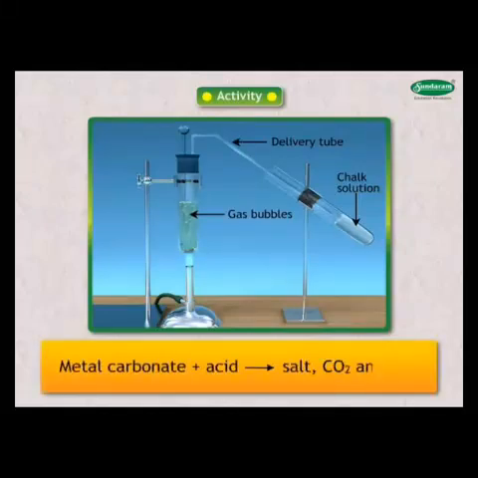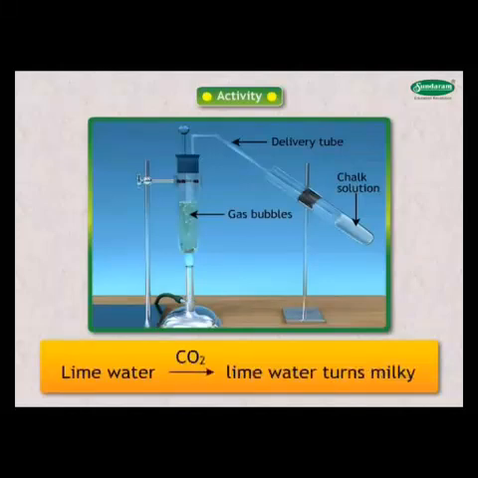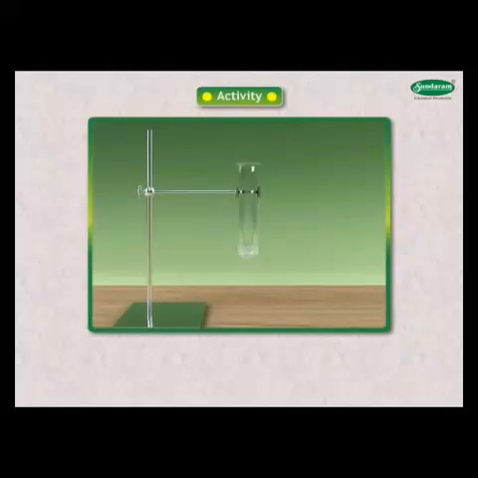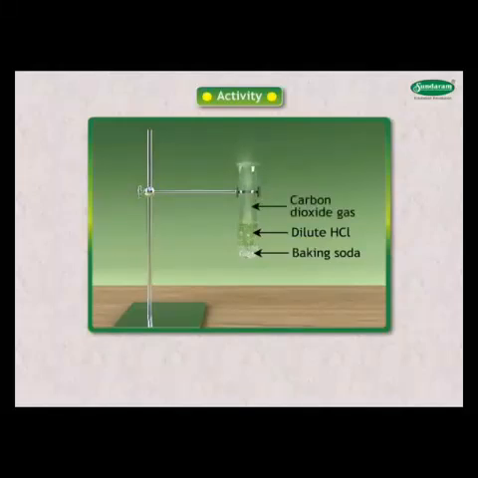When metal carbonate reacts with acid, it forms corresponding salt, CO2 and H2O. CO2, when passed through lime water, turns lime water milky. Chalk powder in H2O can be used instead of lime water. What will happen if baking soda is treated with dilute HCl? If baking soda is treated with HCl, it forms sodium chloride and carbon dioxide gas and water. Will you be able to give a balanced equation?